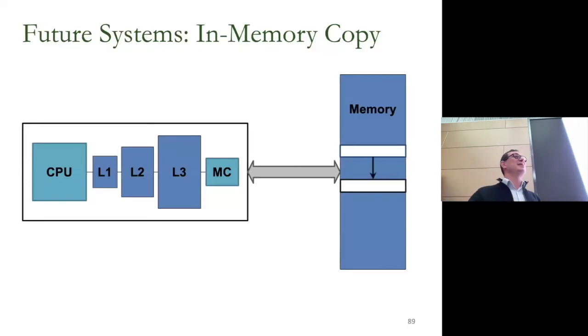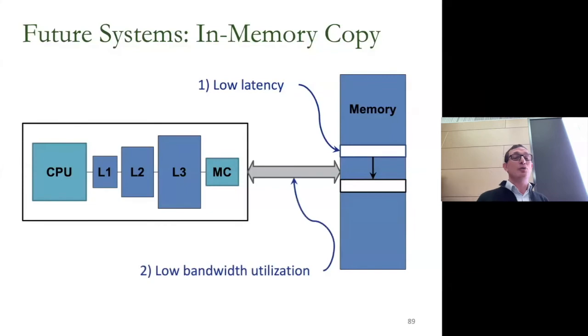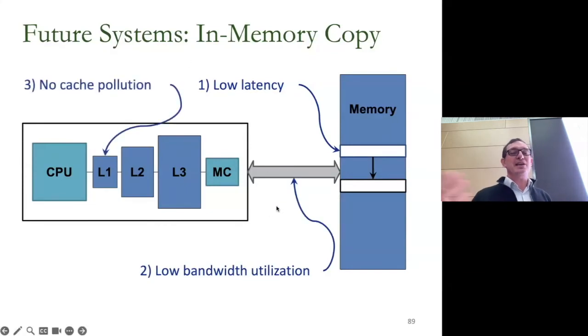It's much easier to do this thing if you have the mechanisms to do that, right? Basically, do the copy inside the memory. This is low latency, low bandwidth on the memory bus, which is a very important resource. No cache pollution, and no unwanted data movement on the memory bus.